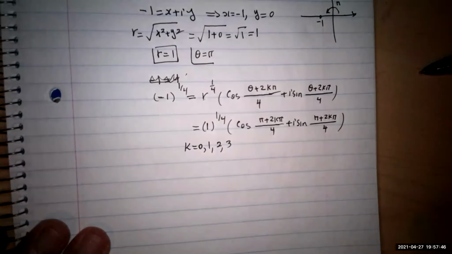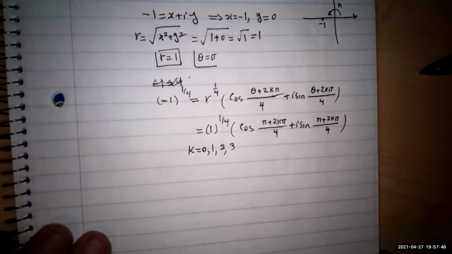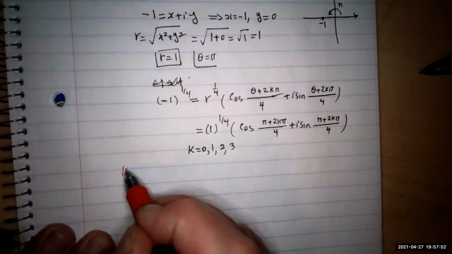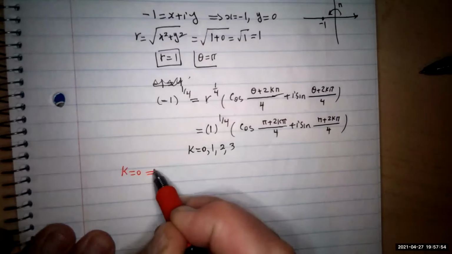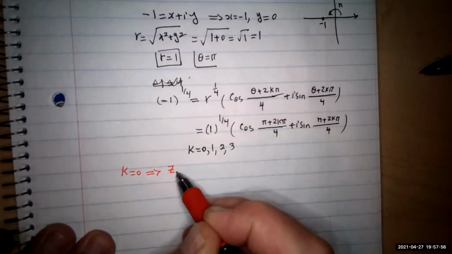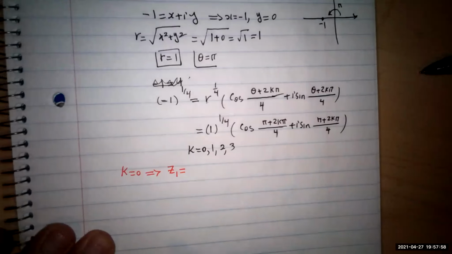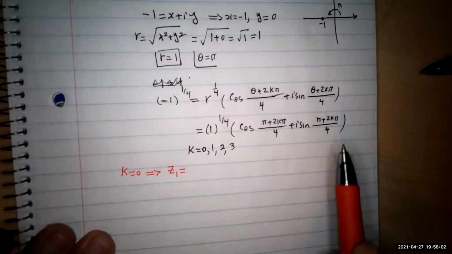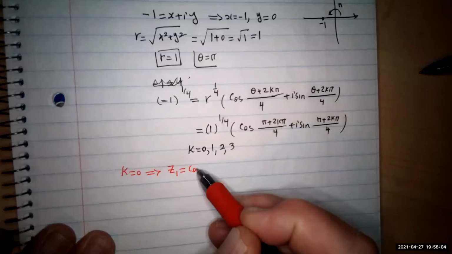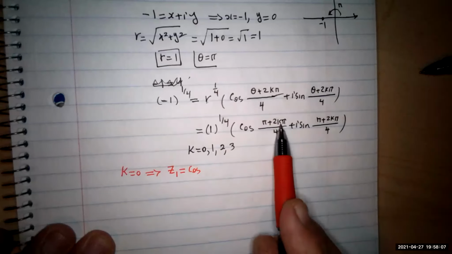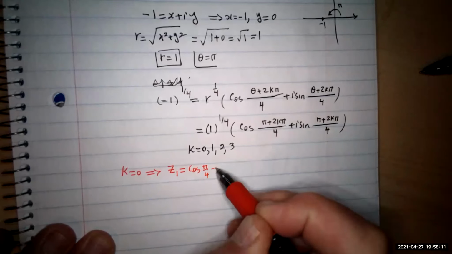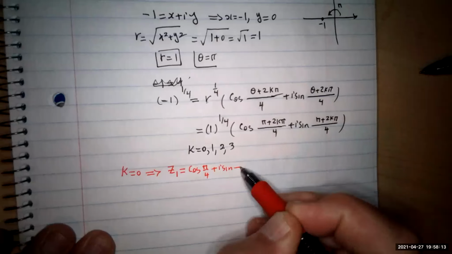Okay, any question? Now you have to give us those solutions. So we start with k equal to 0. We substitute. Let's give us the first solution that we call Z1. 1 to a quarter is just 1, so we have to check this one only. So this is going to be the cosine, put k equal to 0, so that gives a cosine of pi over 4, plus i sine of pi over 4.